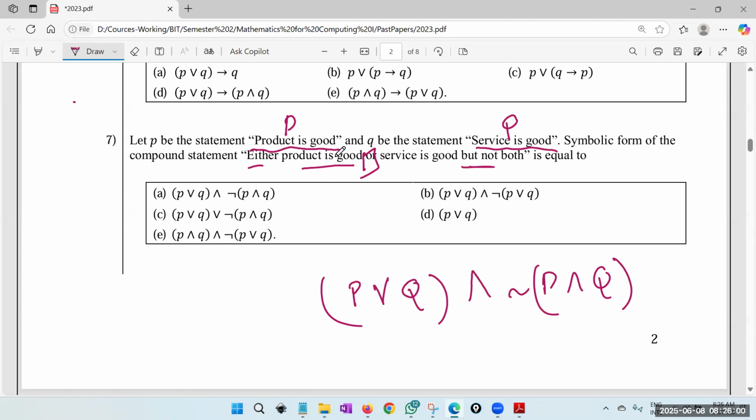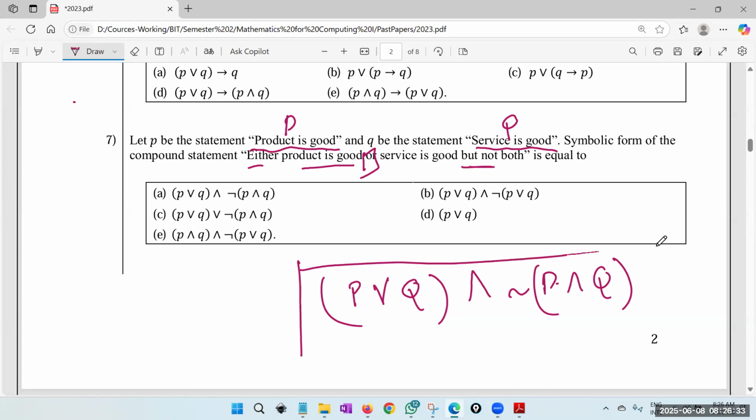Okay. Either product is good or service is good, and not both. But means and in logic. And this straight away says both means and, not both. Or you can say not P... Is it not P and Q, or not P and not Q? No, right? Not P and Q. So therefore, I'll go for this.